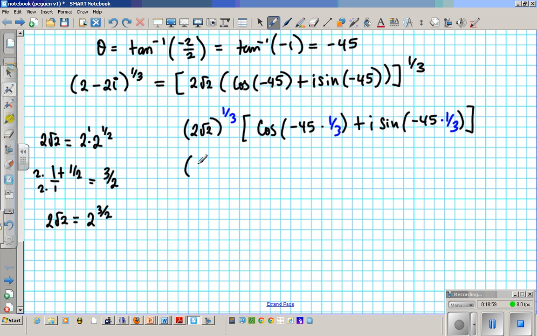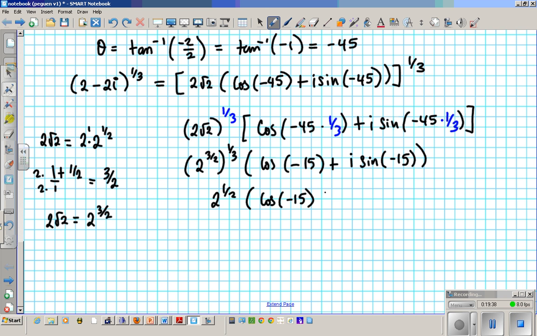So let's put that here. 2 to the 3 over 2 raised to the 1/3 times cosine negative 15 plus i sine negative 15. If I multiply 3/2 times 1/3, the 3s cancel out, so you're left with 2 to the 1/2 times cosine negative 15 plus i sine negative 15.